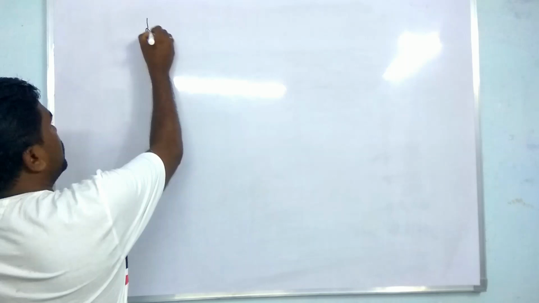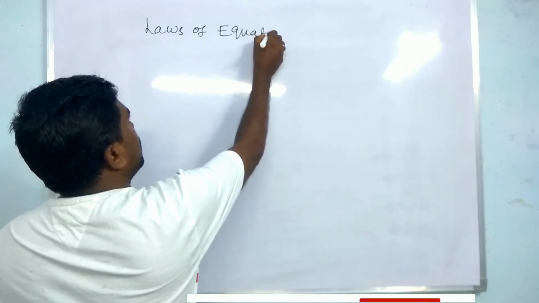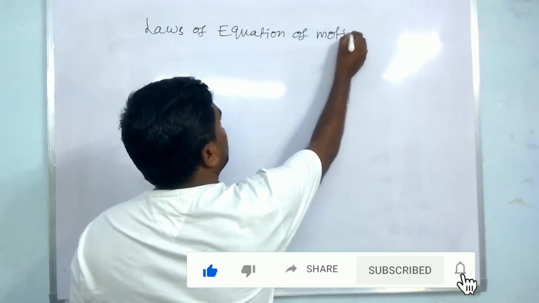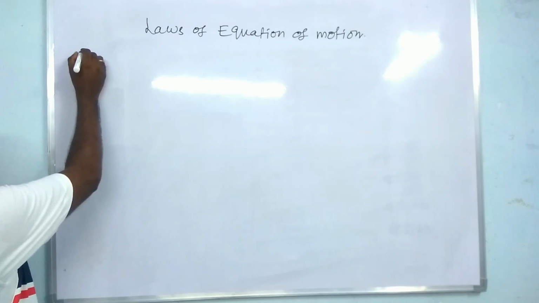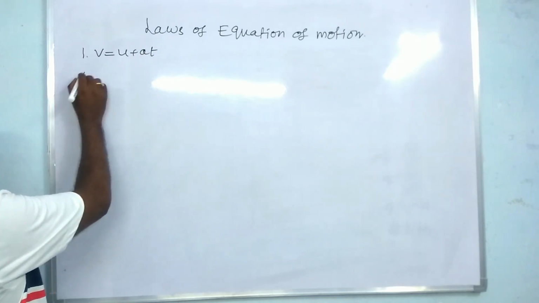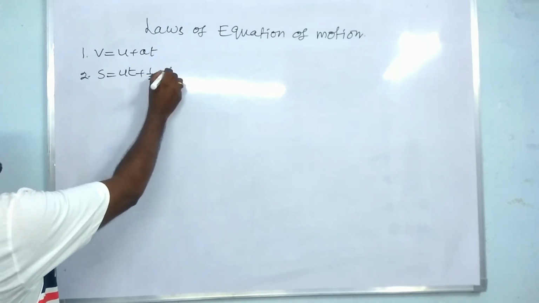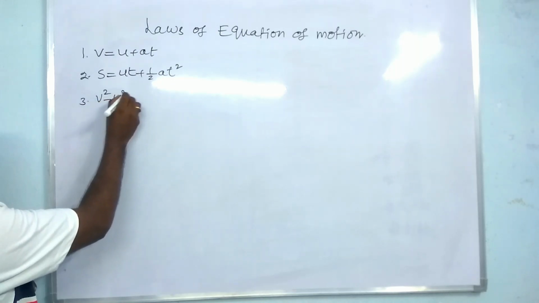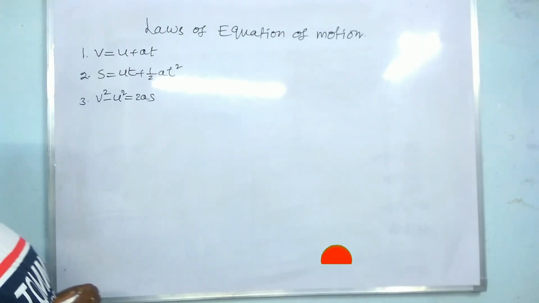Laws of equation of motion. So there are 3 laws of equation of motion. First one, V is equal to U plus AT. Second one, S is equal to UT plus half of AT square. Third one, V square minus U square is equal to 2AS.